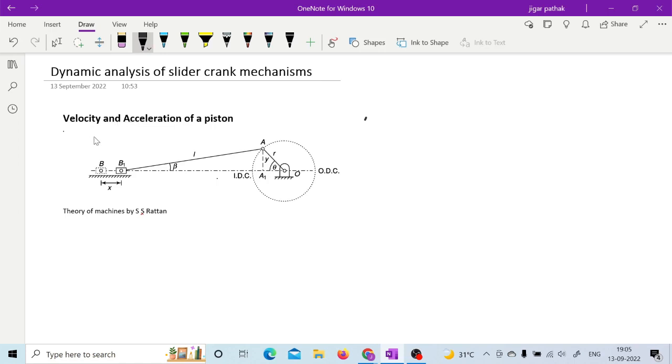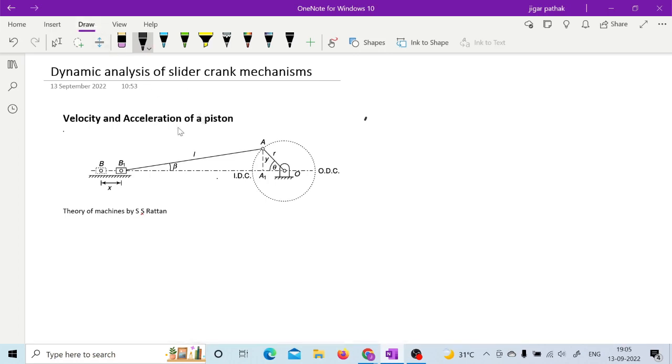So if we want to analyze the velocity and acceleration of a piston analytically, then first we can start with the displacement, by having an analytical relationship of the displacement with theta, the length of the connecting rod L, and the crank radius R. Right, so let us first see how we can come up with the displacement of the piston.